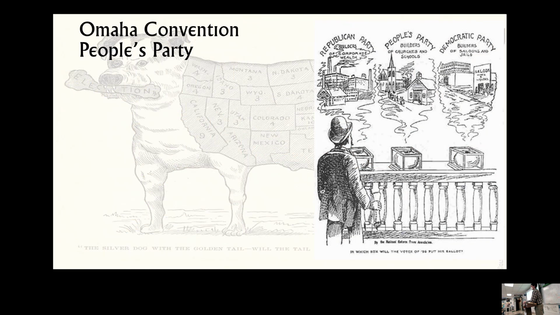So with that, it's a complex thing. This is one of the things about it. There's just a complex element. But let's get to this. We have to get to the Omaha platform. This is the populist platform of the People's Party. They met in beautiful Omaha.